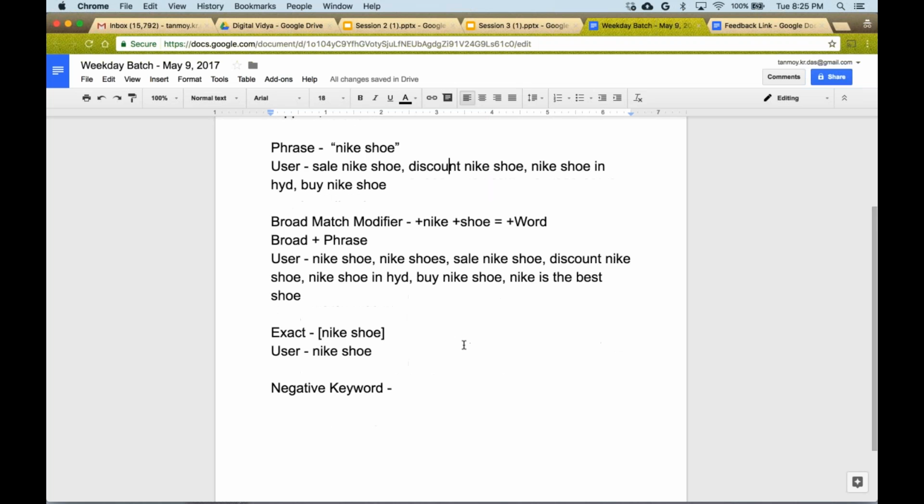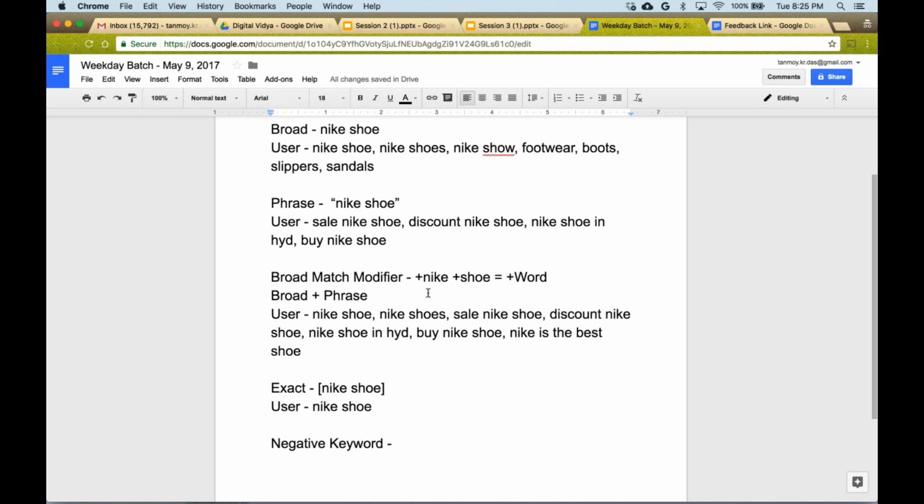The third one is called broad match modifier, which is actually a combination of broad plus phrase. We are mixing broad and phrase together, and making this broad match modifier, which says that when a user comes to google.com and searches for your keyword with something written before the keyword or after the keyword, or in between, in whichever manner it might be, it does not matter. Till the time your keyword is there in the search, the ad might be shown to them.